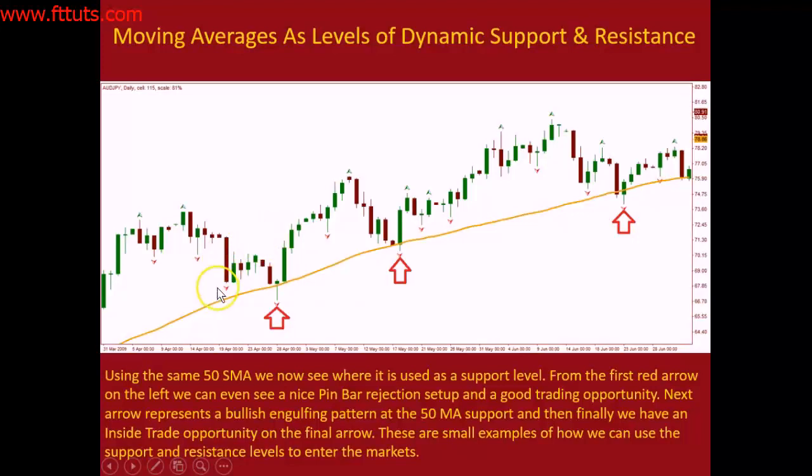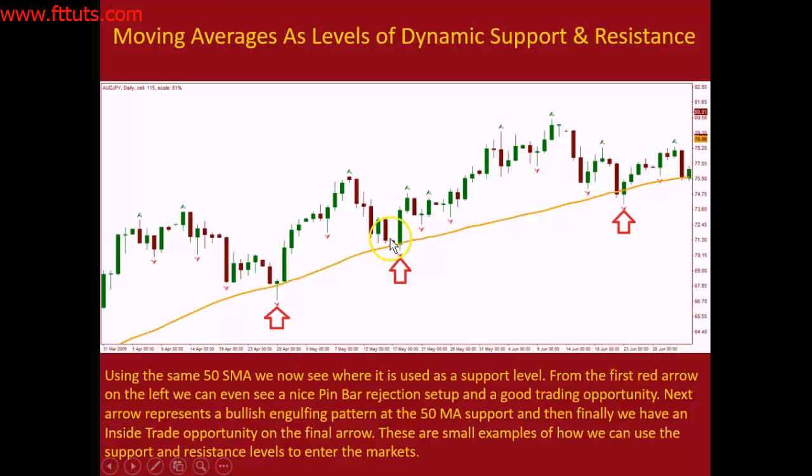All right, so you found your support level at the 50 SMA, then you found your entry based off of your candlestick analysis, which in this case was a rejection of the 50 SMA, and then a trade to the upside. The next arrow represents a bullish engulfing pattern. You could see a big bullish engulfing pattern.